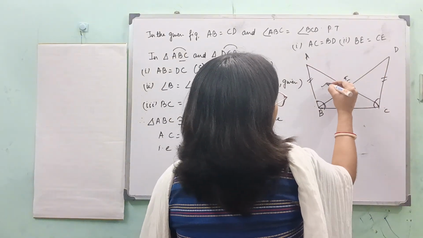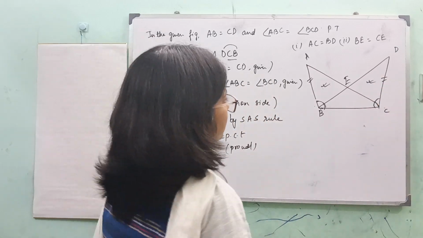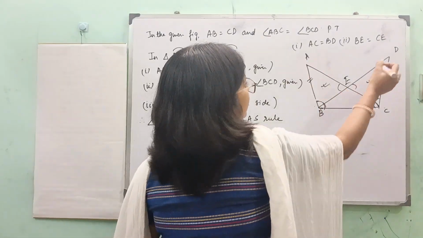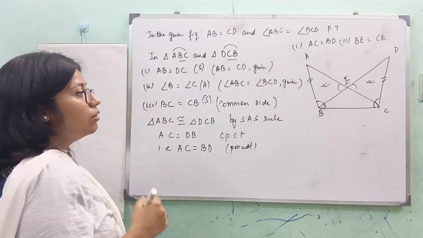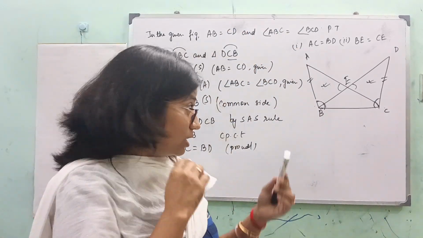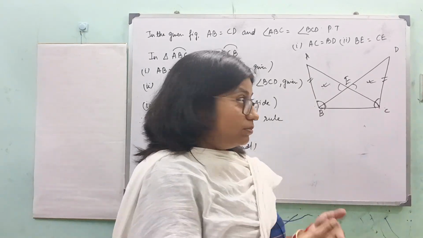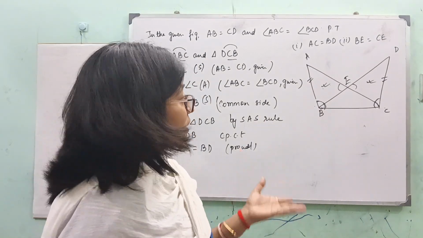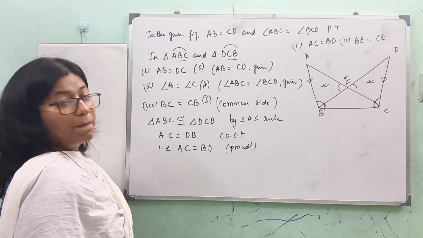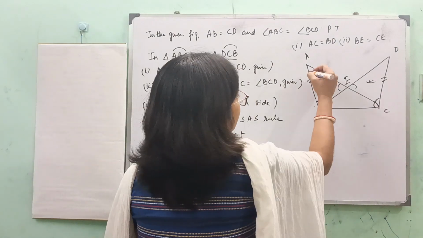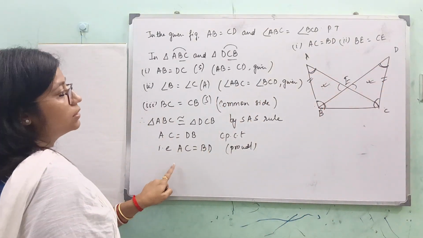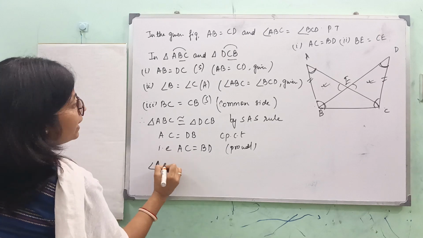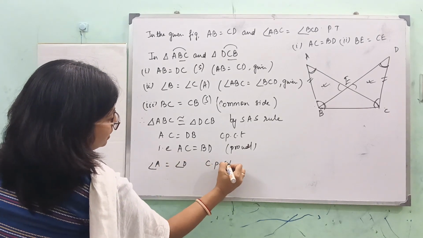So if we prove the congruency of this triangle and this triangle, what are the things we have in our hand? First, these two are vertically opposite angles, and we know vertically opposite angles are equal. Second, AB and DC are equal because it is given already in the question. What is the next one? Three conditions must be there for establishing your congruence. Some might have already guessed it. This angle and this angle are equal. Why? From these two triangles ABC and DCB, we can say angle A is equal to angle D. Same reason, CPCT.